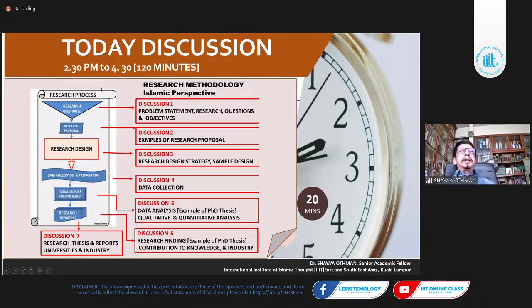But basically, this is the research process. The main research process consists of research question, research proposal, research design, data collection and preparation, then data analysis and interpretation, and of course, research reporting. Research reporting could be for industry or in the form of a thesis. These are the basic processes. Wherever you read the books, these are the basic processes.